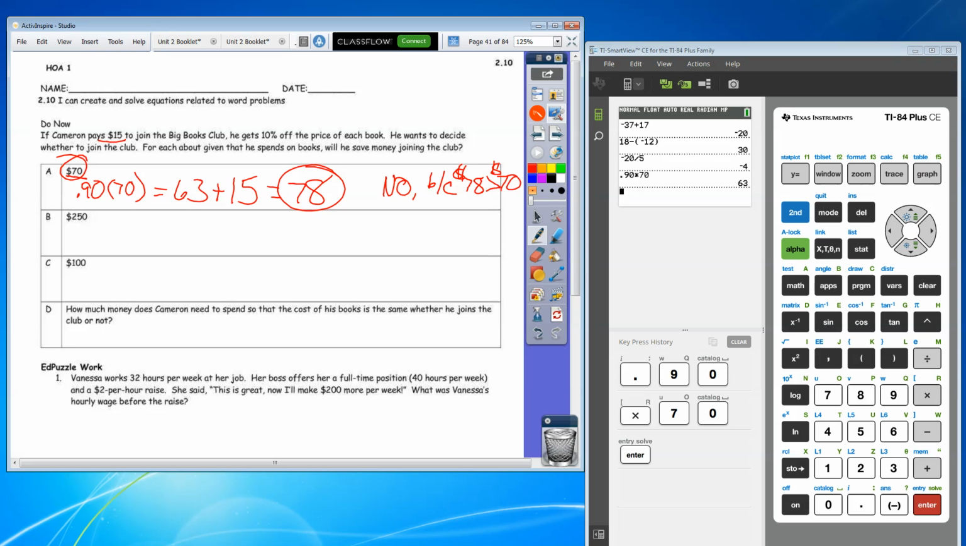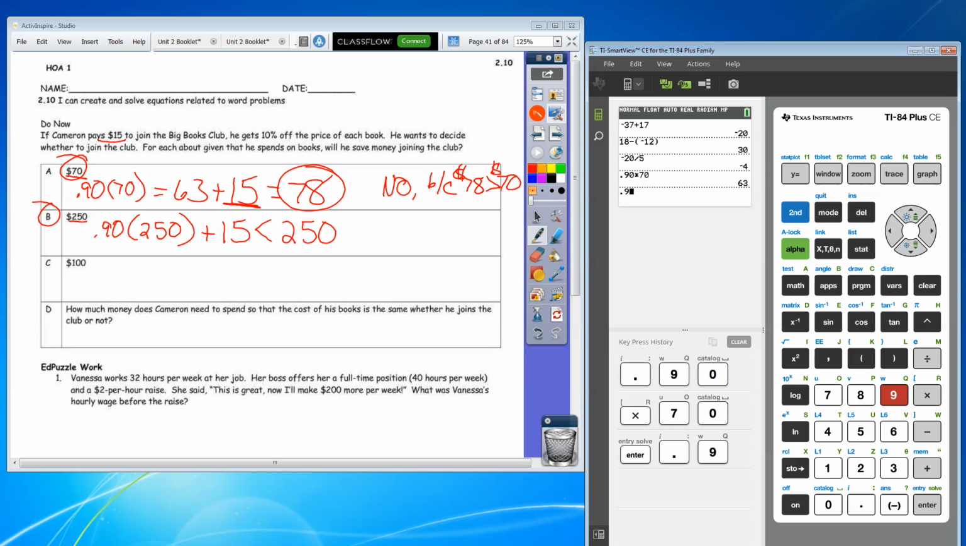So no, it does not help us at all. Can you figure this out? If he spends $250, will he save money? You try and figure that out. You're doing part B on your own. This time he's paying $250, and remember he's got this $15 fee. The question is, is this going to be less than the original amount, which is $250? That's the big question mark. So let's figure it out.